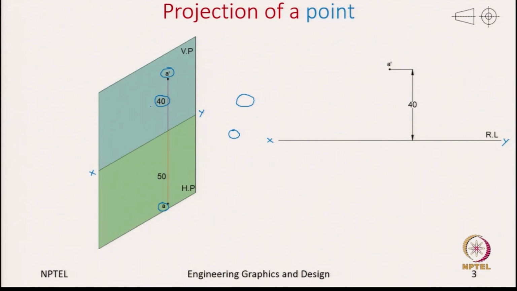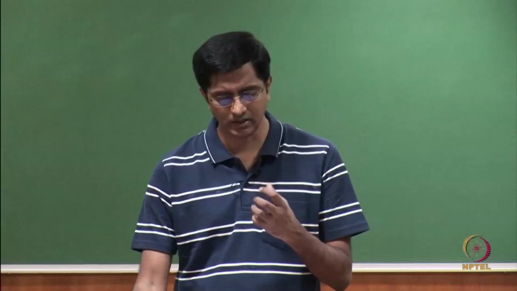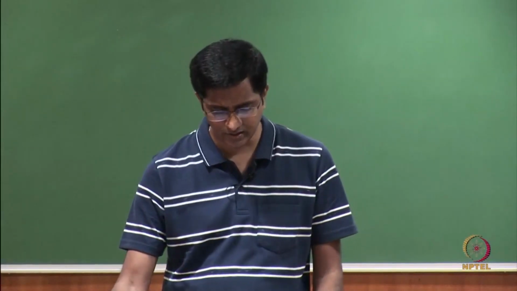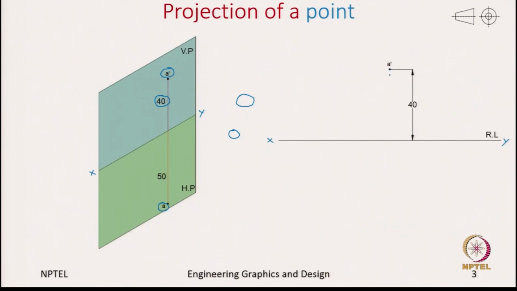Now, to get the top view, here is the important point: we draw a vertical line which is perpendicular to the reference line, and this perpendicular line we continue. Since we know that the top view is at a distance of 50 from the reference line, we dimension it accordingly. So, now we have captured both the front view and the top view.